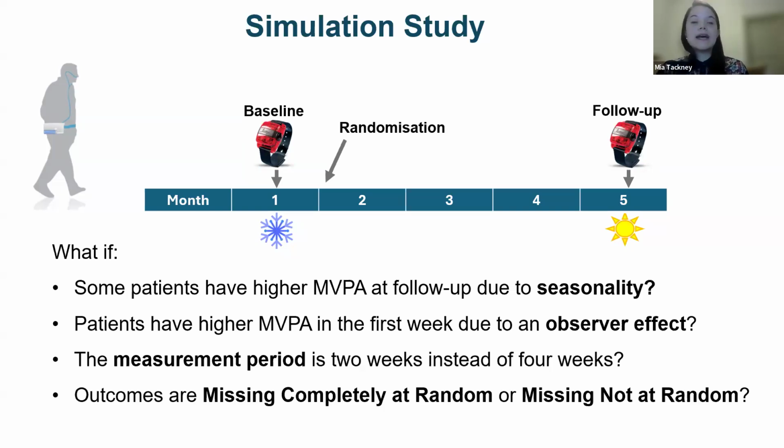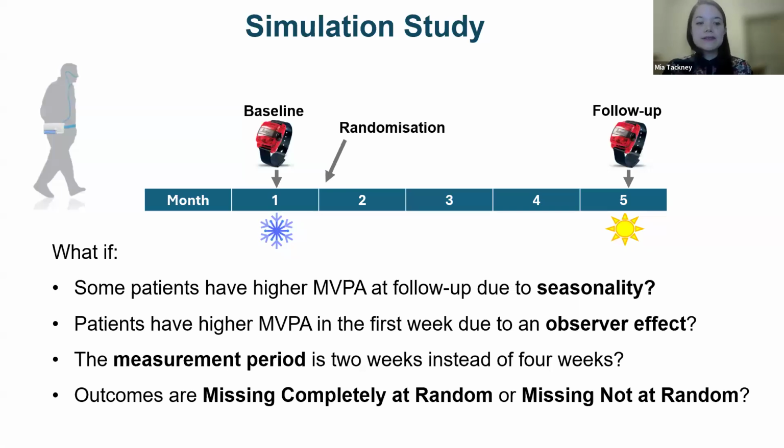And finally, what happens if you have days that are missing because people remove the device? This can be according to different mechanisms. So we're looking at, in the first case, when data are missing completely at random. And in the second case, we're looking at when people remove the device specifically on days when they are less active, so missing not at random.